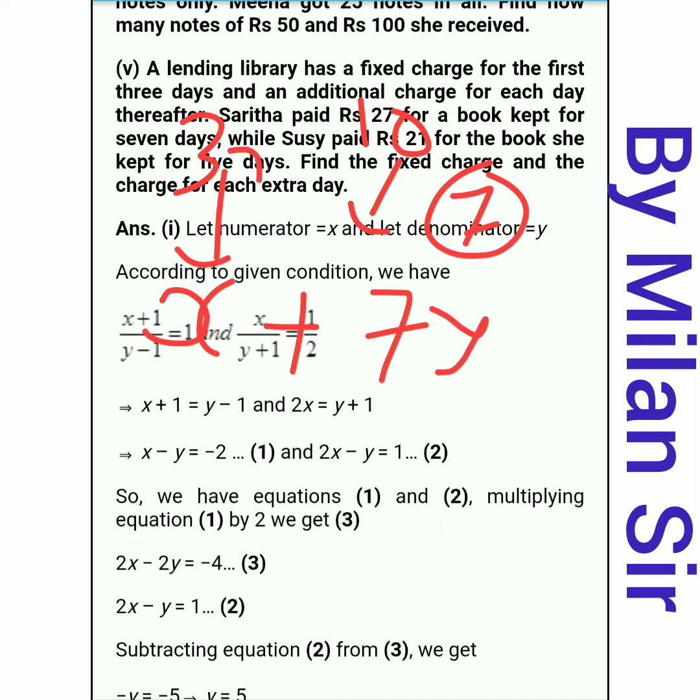Here we do not need to put 3x, because for all the 3 days the charge is fixed, x rupees. If you take a book for 1 day, 2 days, or 3 days, whatever, you need to pay x rupees. It is fixed, not as per the days. But for the extra days, we need to give the charge per extra day. That's why we use 7y here, that means for 7 extra days, 7y.